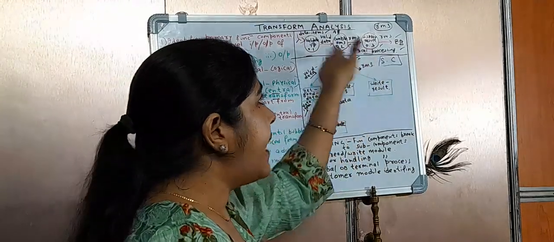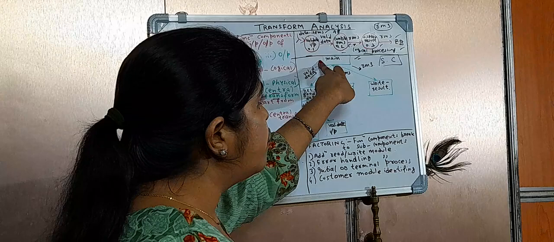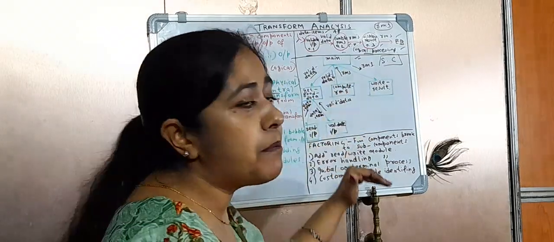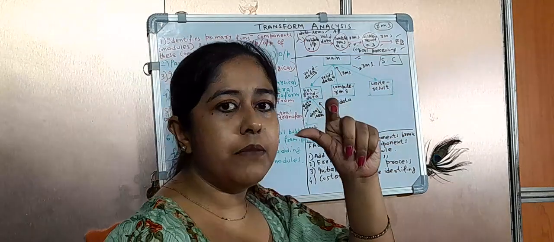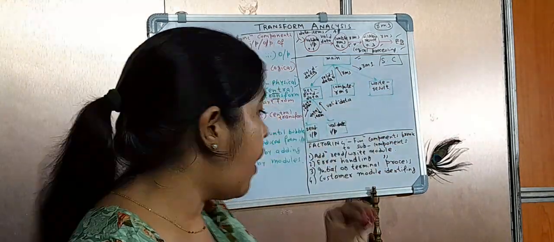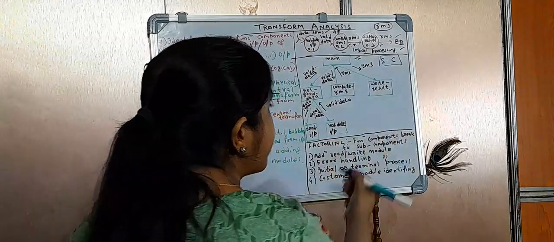That will be from that particular DFD, and from this main root bubble you are going to deduce that particular structure chart, until you get the bubble where no output can be deduced. Here, how are we refining this structure chart?